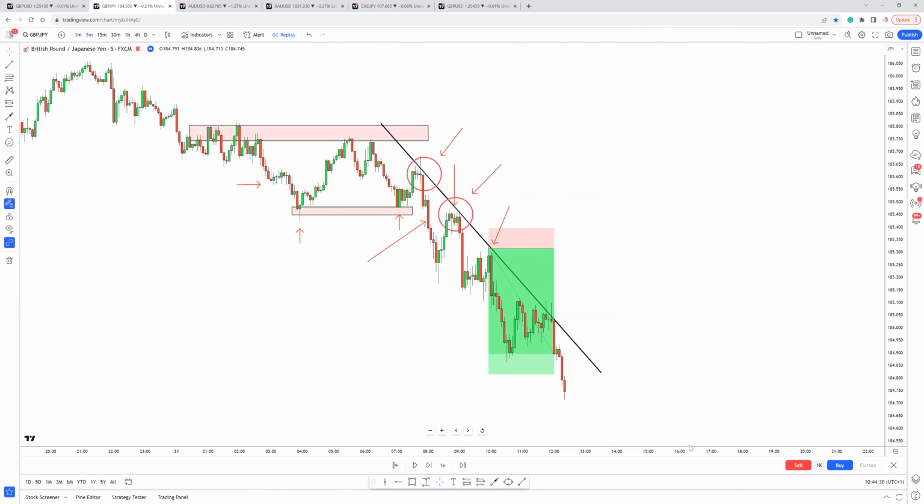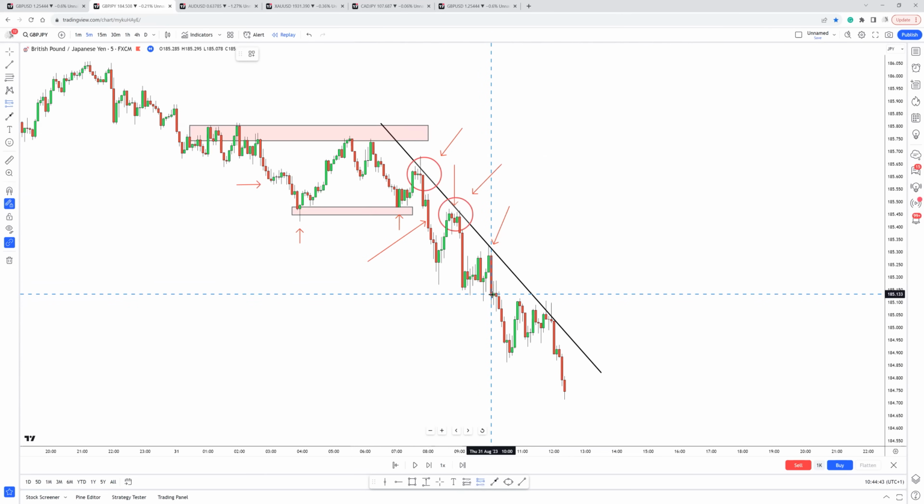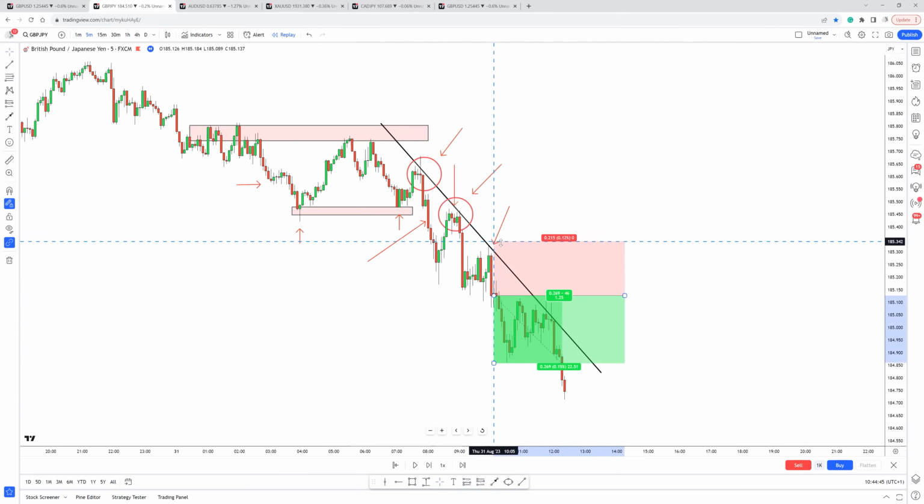You can say to yourself, well, actually, I'm the type of trader that likes to look for more confluences. So as well as the commonalities and the behavioral shift, I would like to see price closing at this level. So it could look something like this.